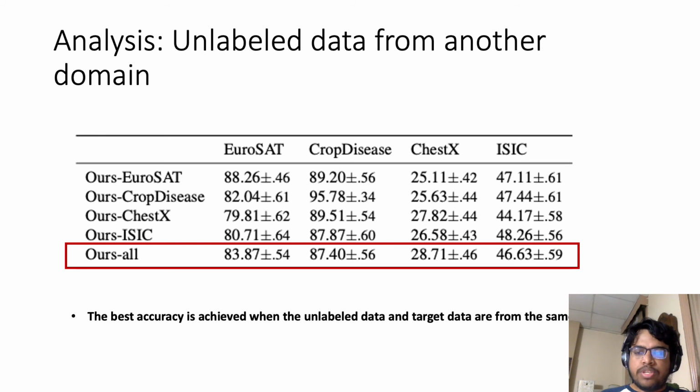Another interesting question could be, does unlabeled data from a different domain help? In this table, we see that this is not always the case. That is, the best accuracy is achieved when the unlabeled data and target data are from the same domain. Even if we add more unlabeled data from other domains, which is shown in the results in the final row, we can still see that it doesn't necessarily help. That is, unlabeled data from other domains can actually hurt the performance. So it's pretty important to have the unlabeled data only from the domain that we are interested in or we are going to evaluate on.